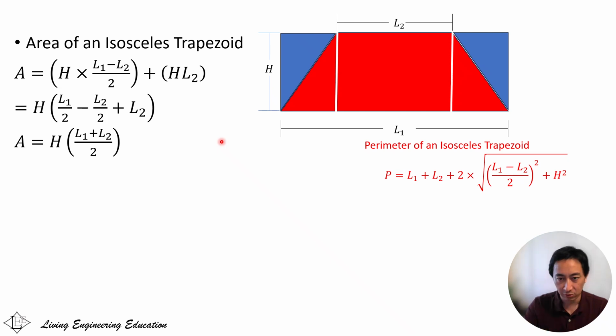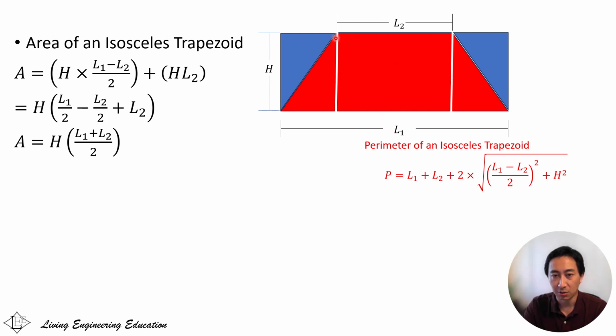Oh, before I go there, the perimeter of an isosceles trapezoid. Similar to how we looked at it for rectangle and triangles, we have L1 plus L2, right? The outer, or sorry, the base length components. And then we need to know these diagonal components. Sometimes that's going to be given to you, sometimes that's something you can measure, and if not, you can still calculate it for this isosceles trapezoid.